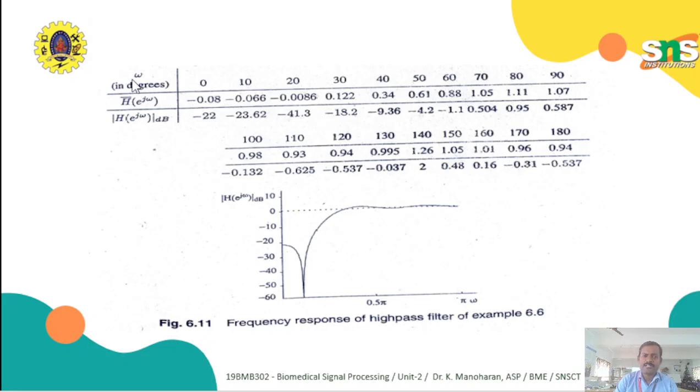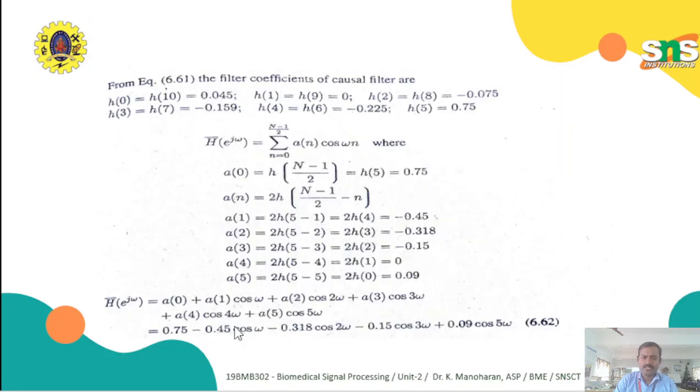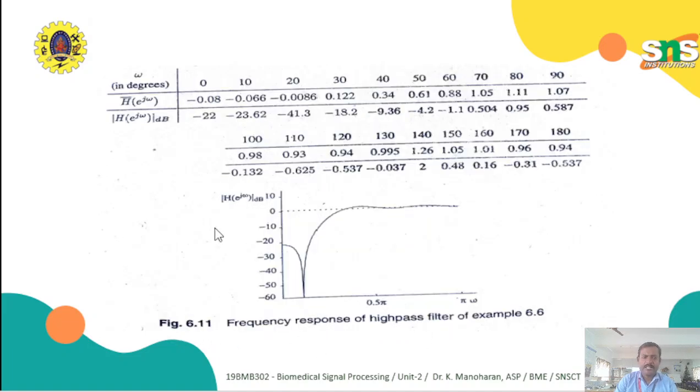So we need to take this value of omega from 0 to 180 and we need to find H bar of e power j omega. So this expression will be used. So inside that we need to substitute the omega value. So for the first one we need to substitute omega as 0, then 10 we need to substitute omega as 10. Similarly we need to substitute up to 180 degrees. So this value only, put it here.